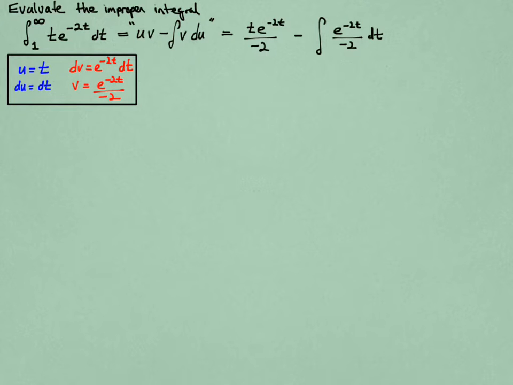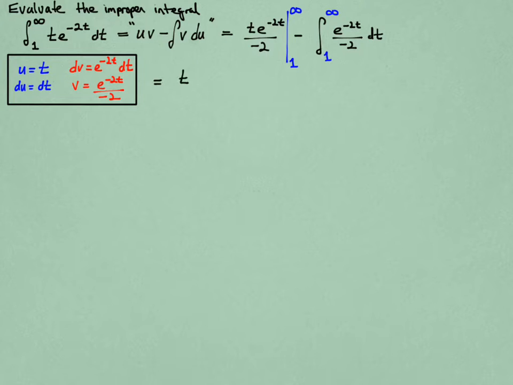Now keep in mind, this was an improper integral from 1 to infinity, and right now I have an indefinite integral. These expressions aren't quite equal to each other until I evaluate, and I will need to put some reminders in there to do this. What I'll need to do is evaluate this expression outside the integral from 1 to infinity, and then this integral here is really an improper integral from 1 to infinity as well.